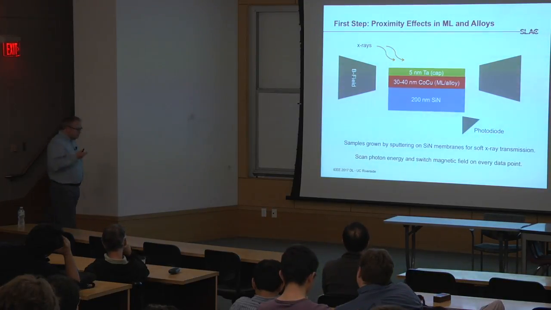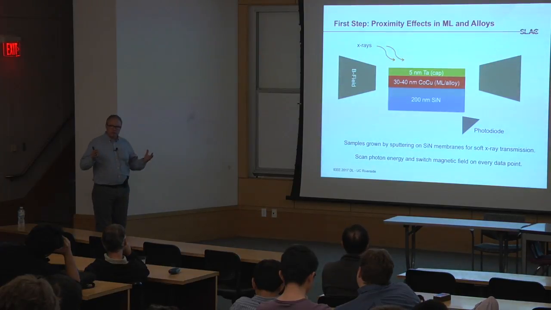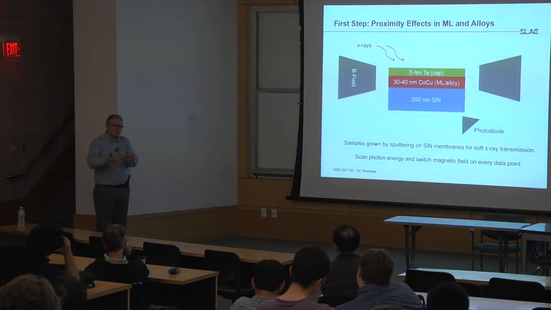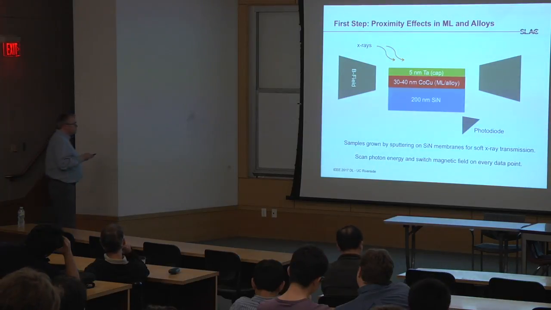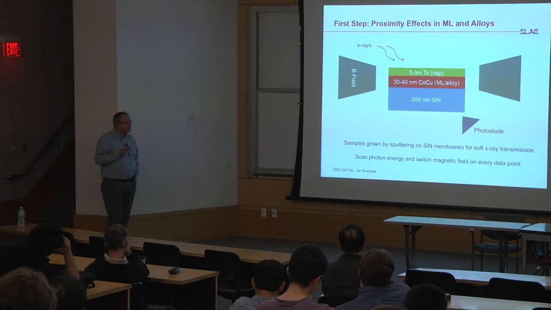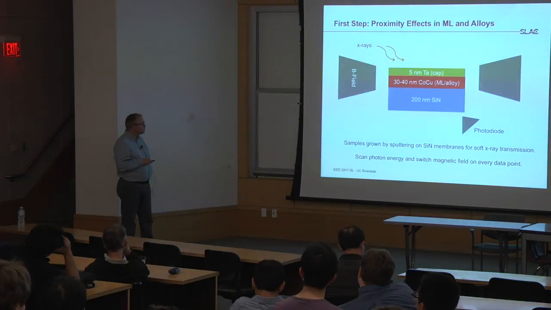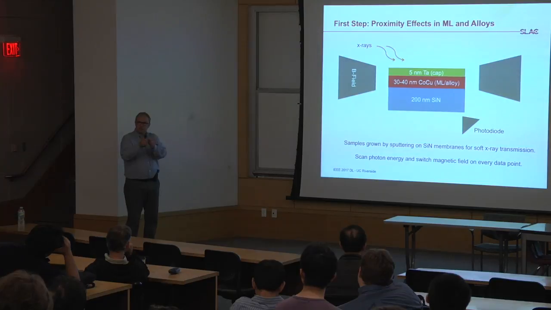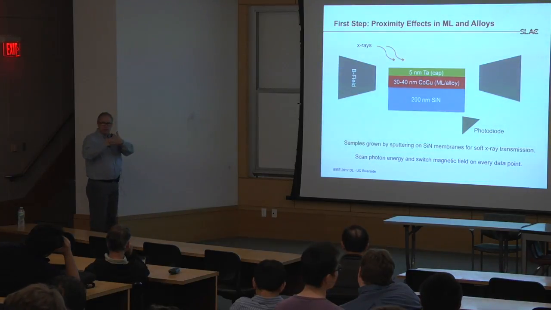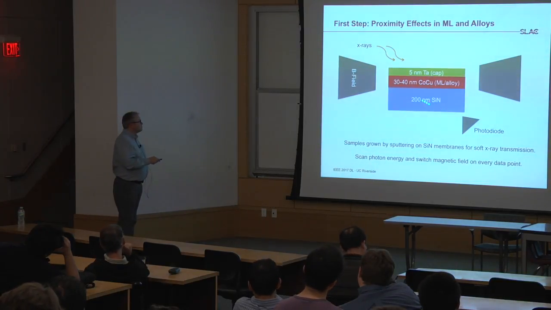So the first thing that we wanted to do is, even without current, just see what happens if I put a non-magnet next to a ferromagnet. Does this have any effect on the magnetism of the non-magnet? So we had several samples, and I want to show an example of one sample where we essentially just have a 30 to 40 nanometer cobalt copper, either a multilayer or an alloy. So the copper and the cobalt are either next to each other by alloying or by layering. And we put this on a silicon nitride membrane so that X-rays can pass through, and we have a photodiode on the back.